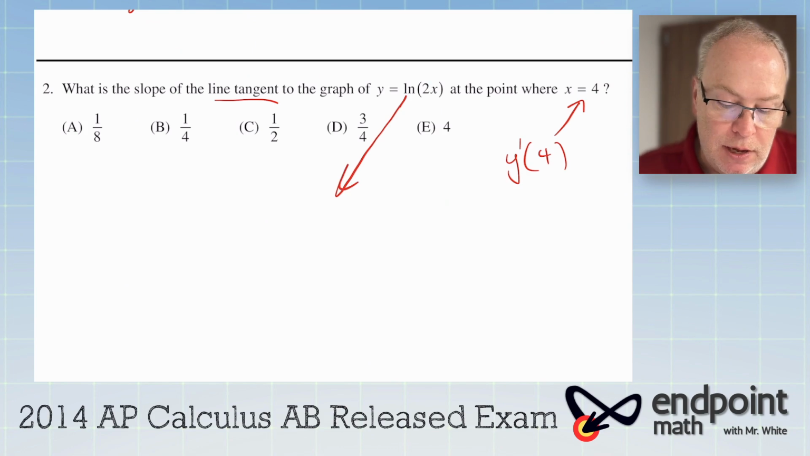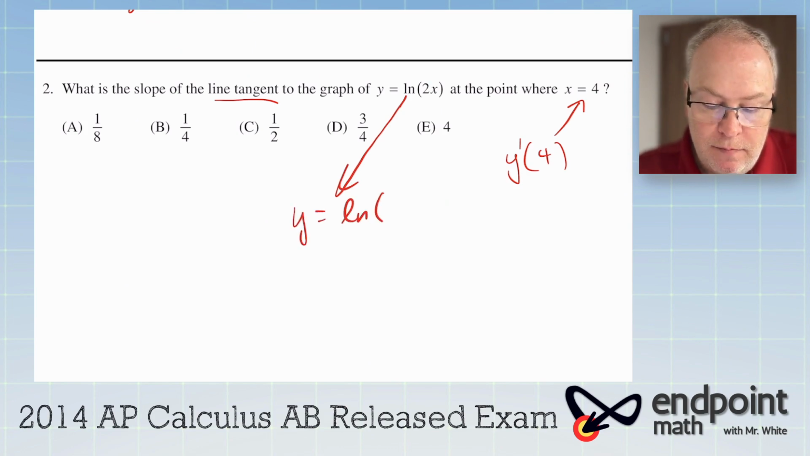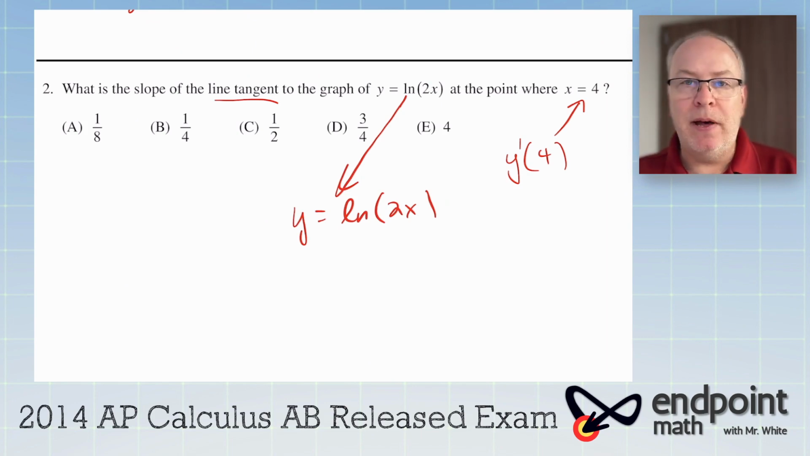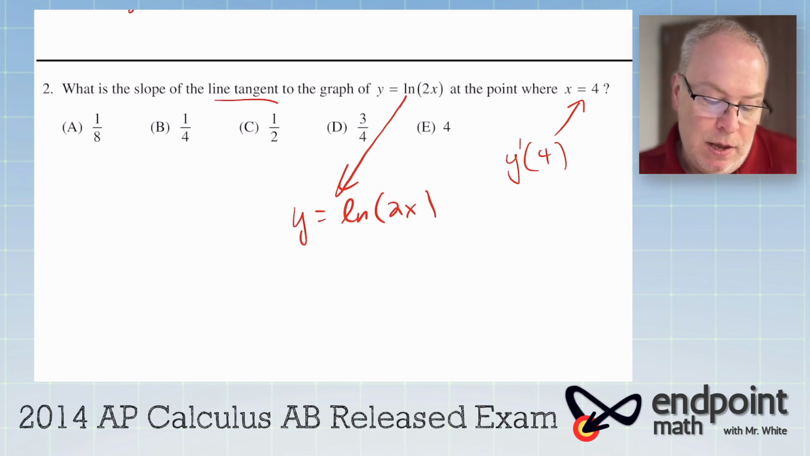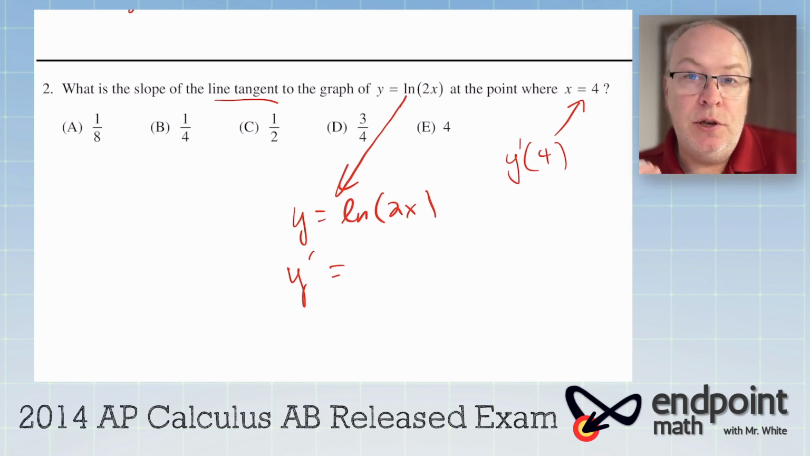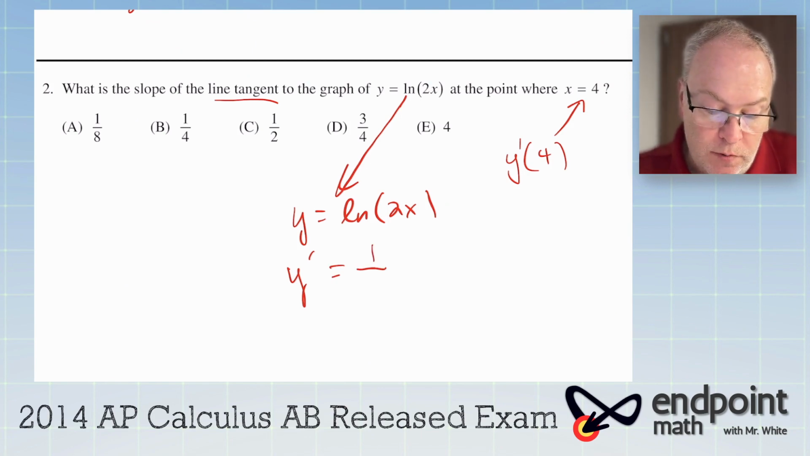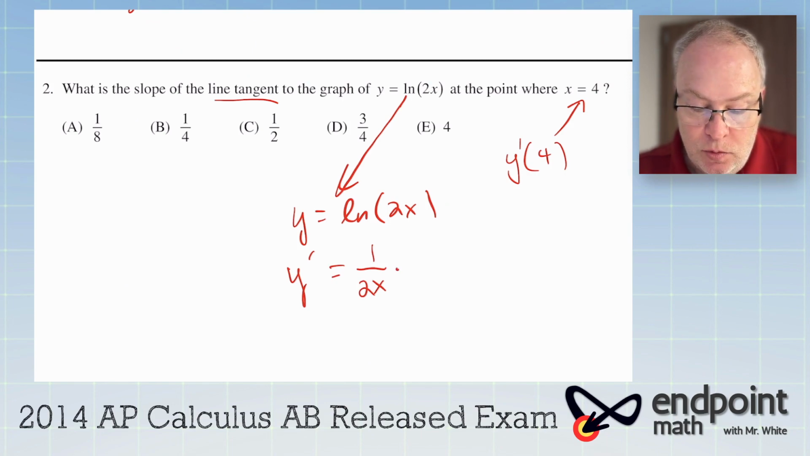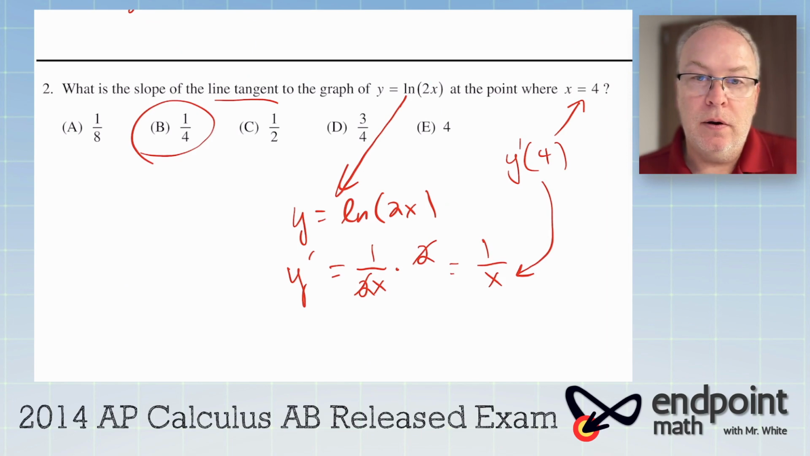So the derivative of this, again, on the actual AP exam, don't bother rewriting it. That just wastes time. We're going to take the derivative. The derivative of natural log u is 1 over u, so 1 over 2x. But don't forget the chain rule. Some students will. We're going to multiply by the derivative of that. So then what happens is the 2's cancel. We're left with 1 over x. You plug your 4 in, you get a quarter. A quarter is the answer.